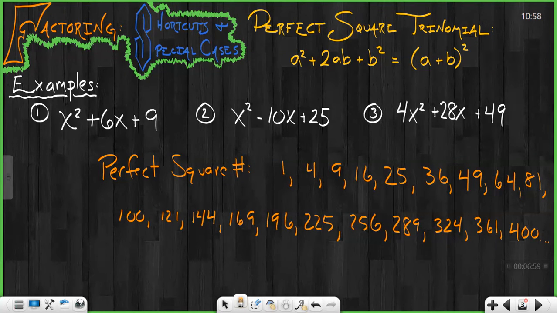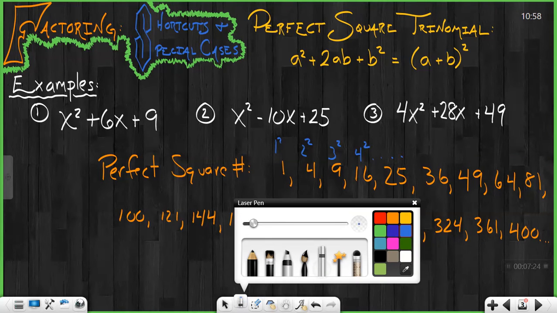I would encourage you to memorize that list. If you want to pause the video and write them down, memorize that list because those are numbers that we're going to want to look at. How did we get those numbers? Well, that was simply 1 squared, 2 squared, 3 squared, 4 squared, and so on. All right? So perfect square numbers were obtained by squaring a number.